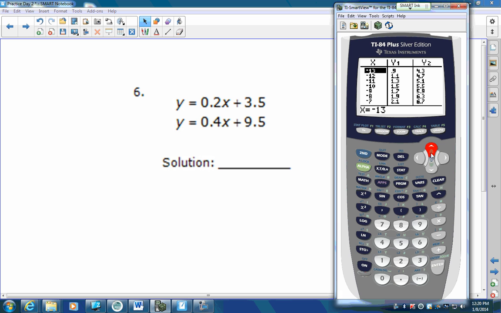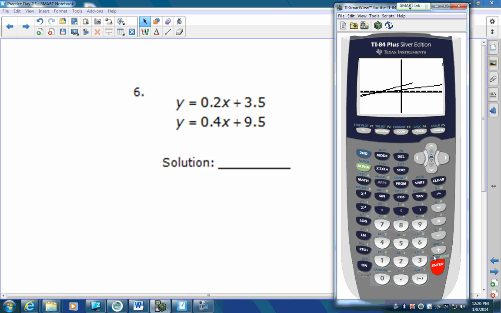Let me show you, instead of looking through the whole table, here's an easier way. You're going to press second and trace, 5 for intersect. Press enter 3 times. 1, 2, 3. Oh, it says error. So I'm going to zoom. Well, let me go back to graph. Zoom out. This is one way you can do it. And press enter.